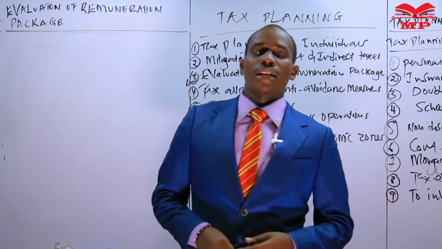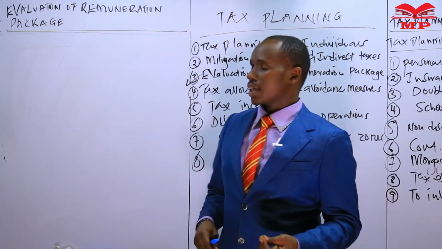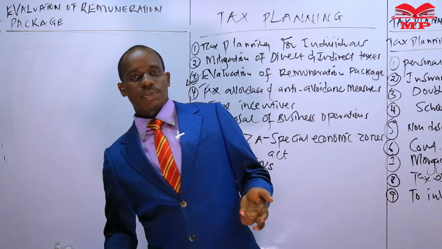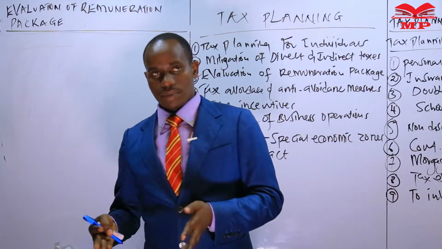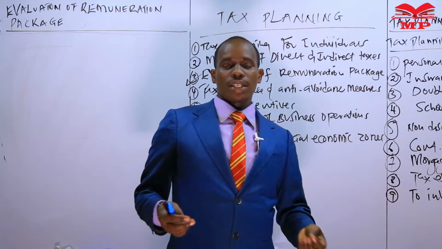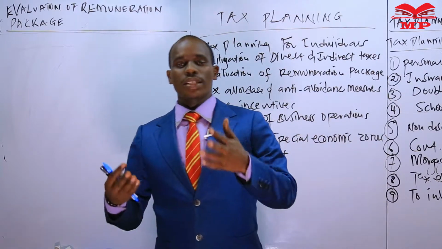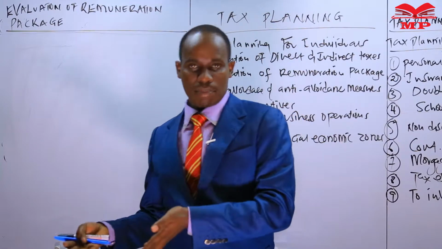Or somebody can get employment, and in this particular employment you find that you are given some alternatives. You are given alternative 1 and alternative 2. These alternatives will be in form of benefits. Like the employer can tell you, you can take school fees benefit or you take a car benefit.